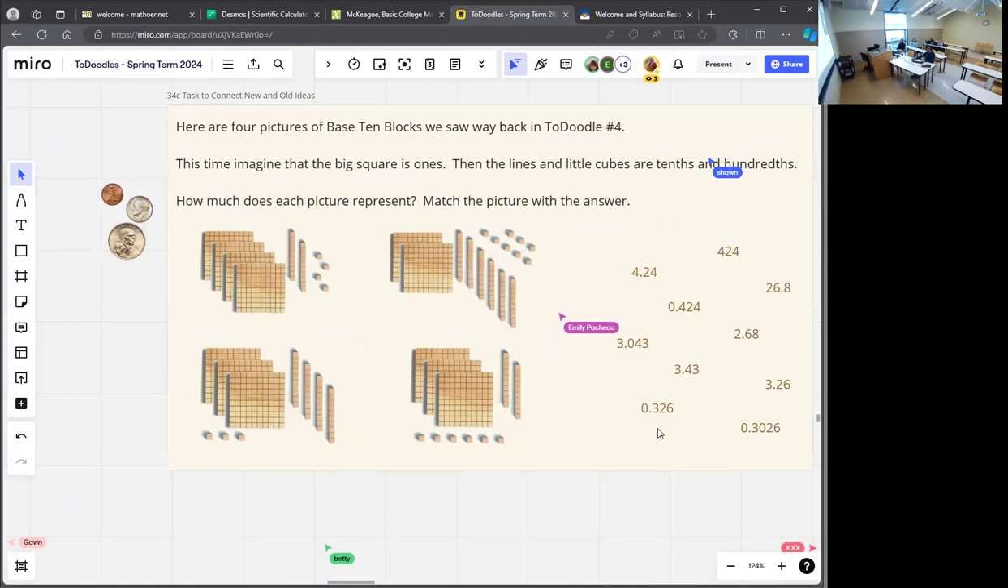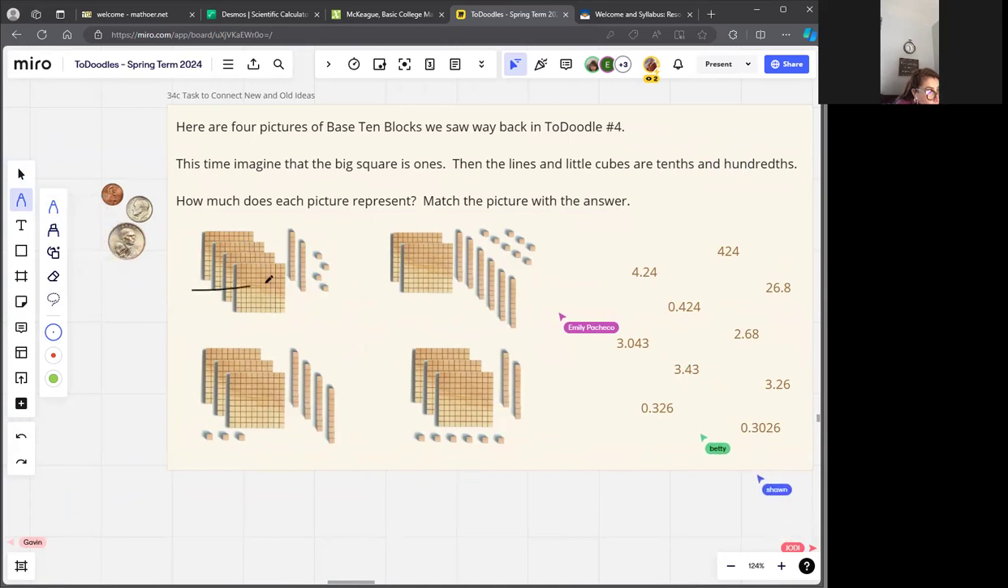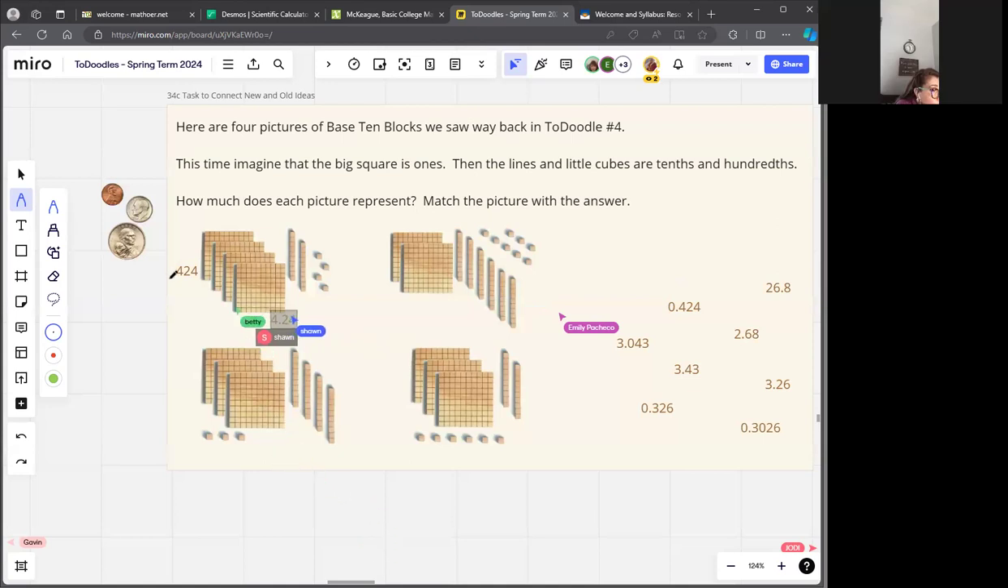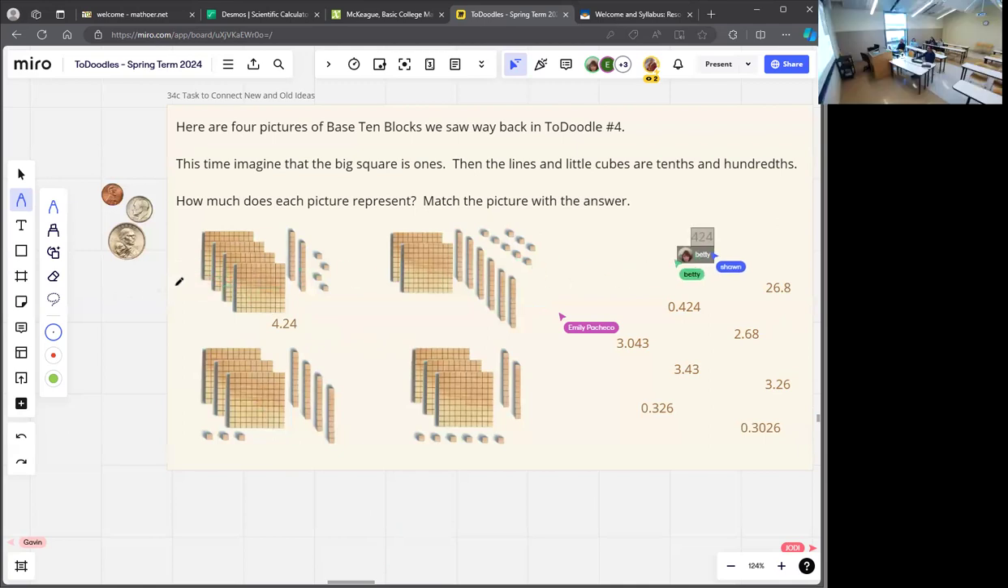So for each of the 4 pictures, find which of these numbers over here goes with it. So the first one, we have 4 wholes, 2 tenths, and 4 hundredths. So which number is 4 wholes? 424 is way too big. That would be 404 big squares. 424 would be the answer if a little block counted as 1. But now we're saying it's these squares that count as 1, so we only have 4 of them. Does that make sense?